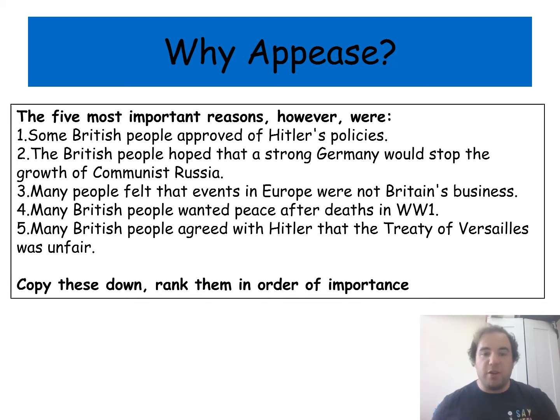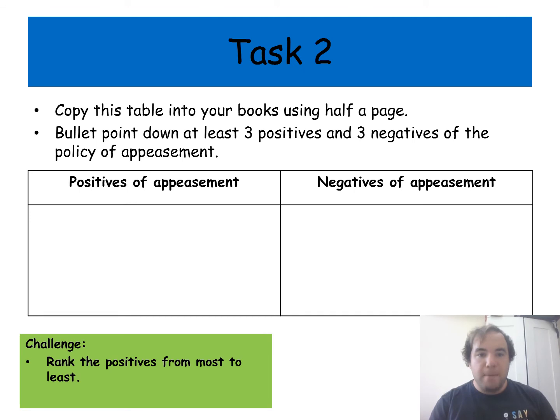Nevertheless, you've got those 5 reasons there, and I want you to copy those down and rank them in order of importance for why the British government chose to follow the policy of appeasement. Then, I want you to copy this table into your books using half a page or so, and bullet point down at least 3 positives and 3 negatives of the policy of appeasement.